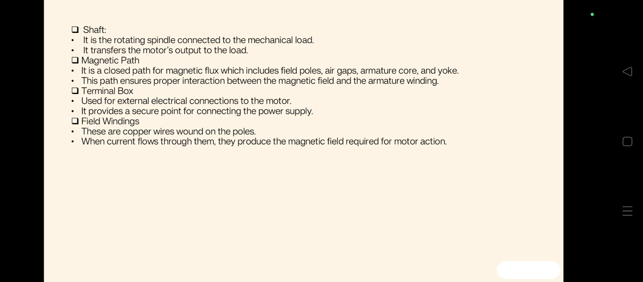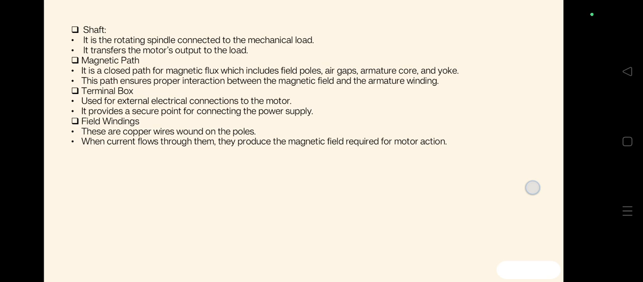Field windings and terminal box. Field windings are copper wires wound on the poles. When current flows through them, they produce the main magnetic field. The terminal box is used for external electrical connection. It provides a safe and secure point to connect the DC supply.